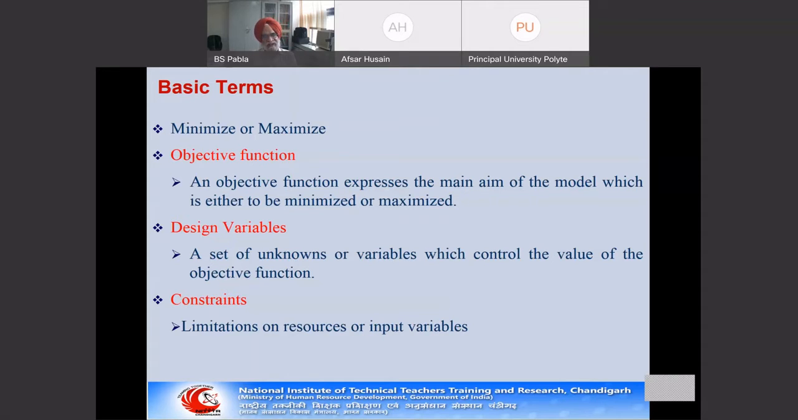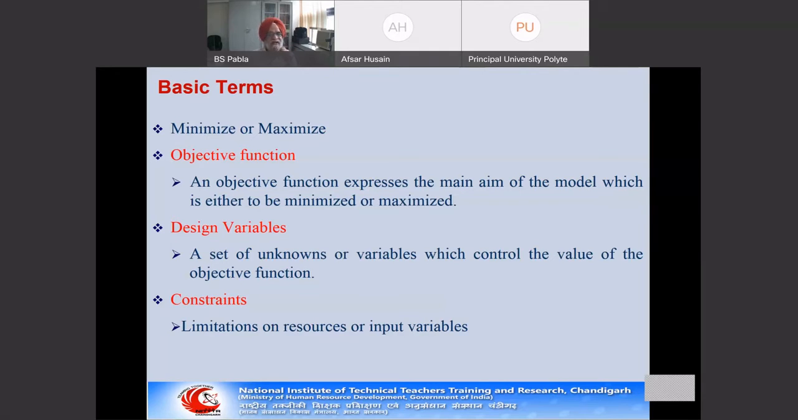When we write profit in terms of the profit made by each product you make, and the number of products you are producing, then it becomes an objective function. So that means the objective function is a mathematical equation. Either you minimize it or you maximize it. Cost you want to minimize and profit you want to maximize. So that depends on what you want.